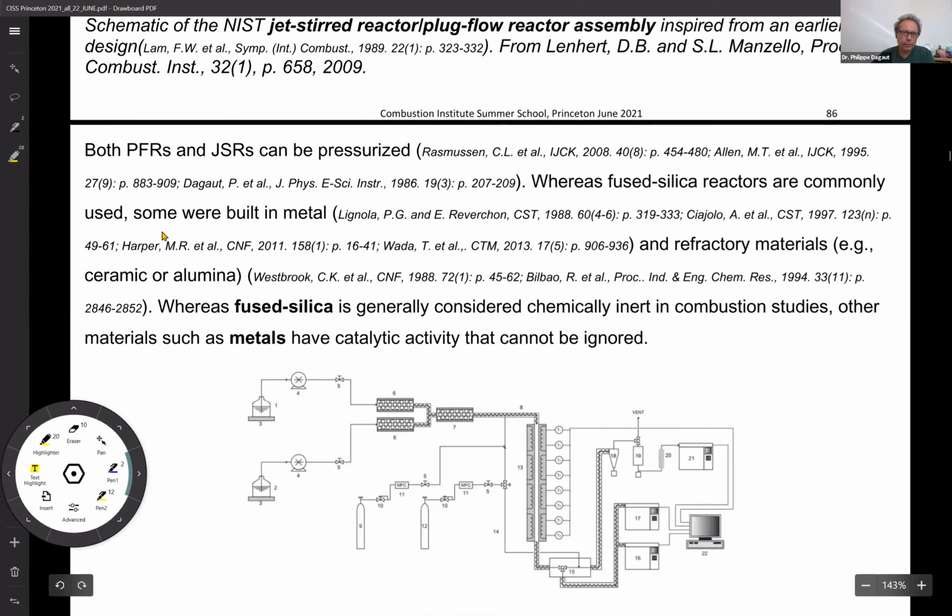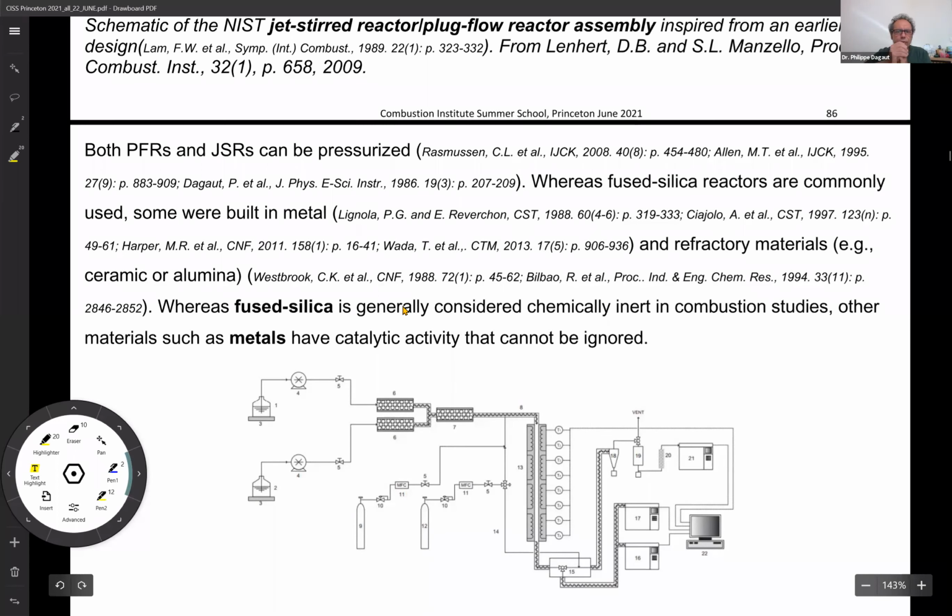But there are reactors built in different materials, like metals. This is the case of the jet-stirred reactor developed by Dagaut and co-workers in the 80s. It was located in Naples, Italy. But there are other reactors in Belgium, for example, which is also made of metal. Refractory materials such as ceramic or alumina are also used. The reactor from Phil Maltese's group, used in 1988, is in ceramic, I believe. And also in Spain, they are using these refractory materials.